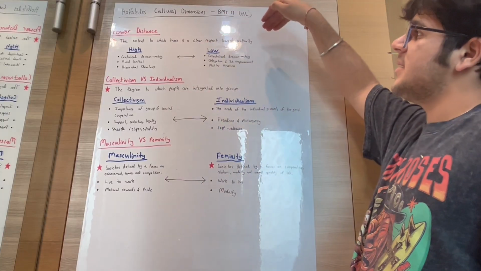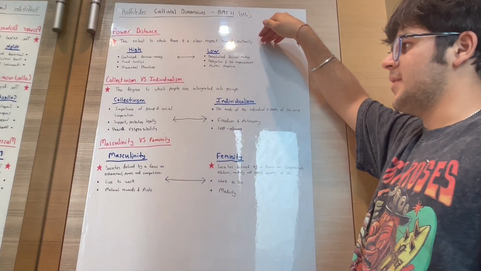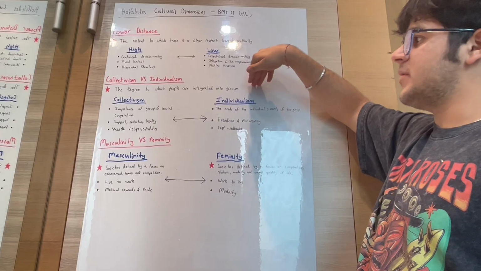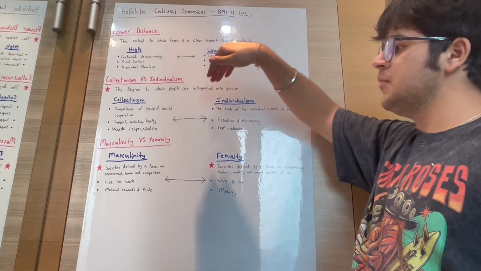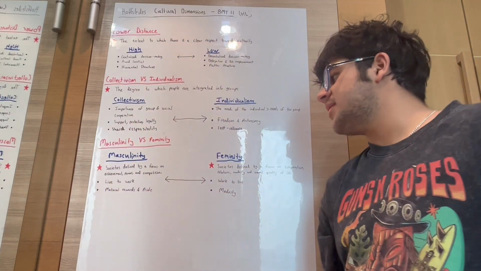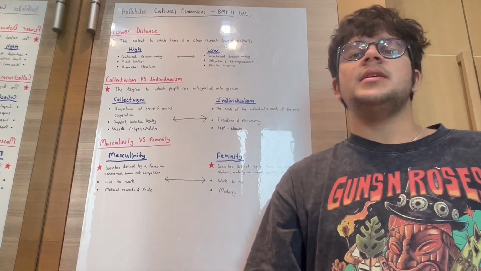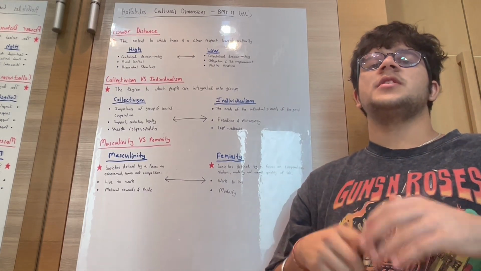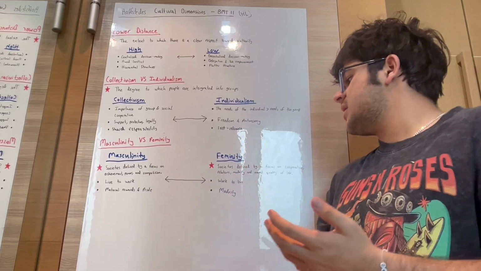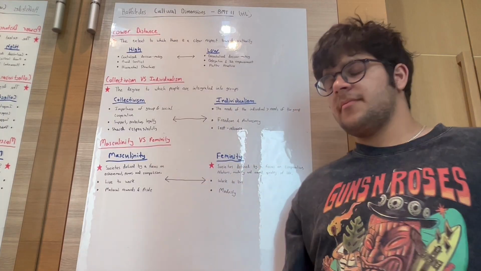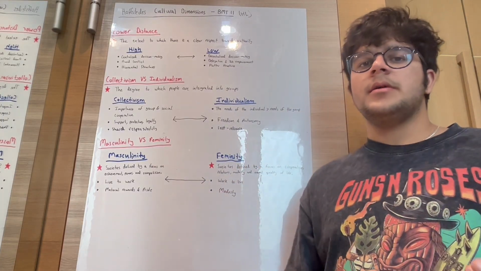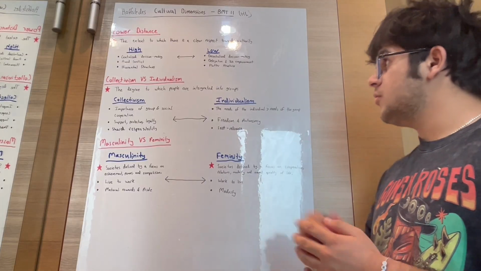Power distance is the extent to which there's a clear respect towards authority. Collectivism versus individualism is the degree to which people are integrated in groups. Masculinity versus femininity is another way of describing the degree to which motivation is towards achievement and success rather than cooperation and modesty. Those are these three.